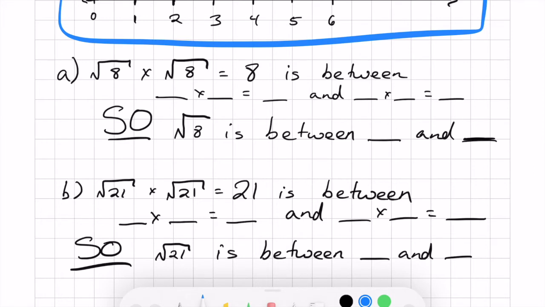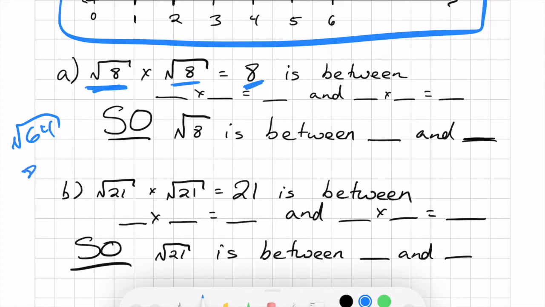Now, this looks a little confusing, but it's not. Trust me. Okay, so if I'm looking at the square root of 8, and I'm trying to figure out where it is between, I can multiply it by the square root of 8, and that's just going to be 8. And I can prove that because the square root of 8 times 8 is 64, and then I can take the square root of that, and that's 8, right?